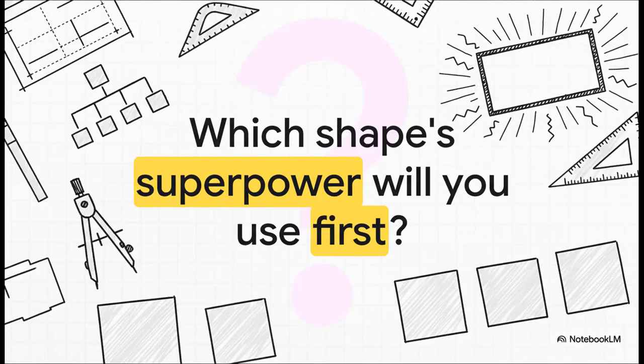So there you have it. You've got the blueprint, you understand the family tree, and you know the parallelogram's secret superpowers. You officially have all the tools you need, so the only question left is, which one are you going to use to solve your next problem?